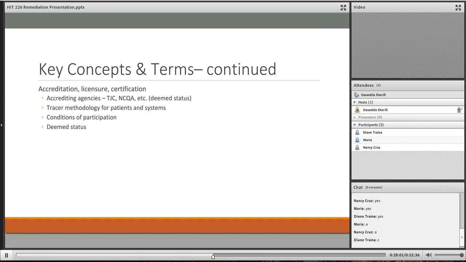Now, the Joint Commission is known to use the tracer methodology. And the tracer methodology is used for patients and systems. What does it mean? It means that the surveyors, when they go to the site, to a hospital, let's say, or another type of healthcare facility, they're going to trace the patients and the systems. And they will follow a patient all the way from the registration to being admitted to a unit or transferred to another unit all the way to discharge. Or they'll follow a process in a system.